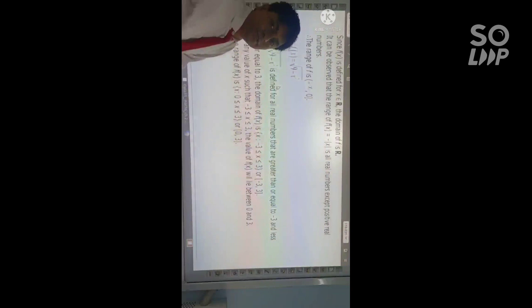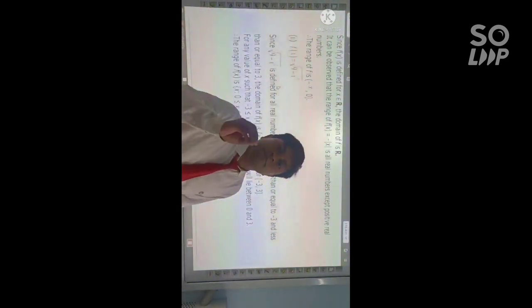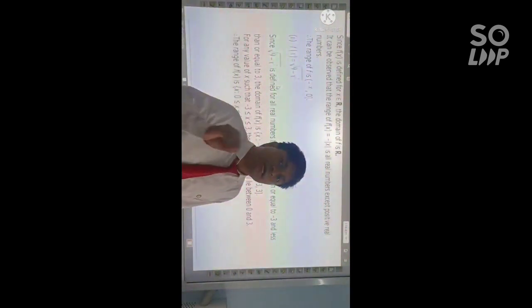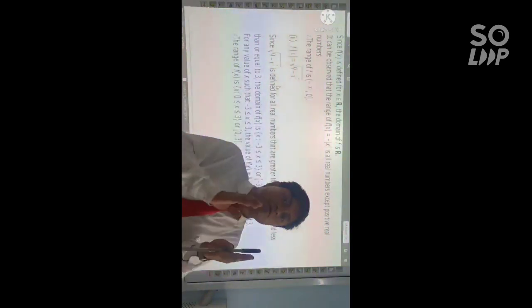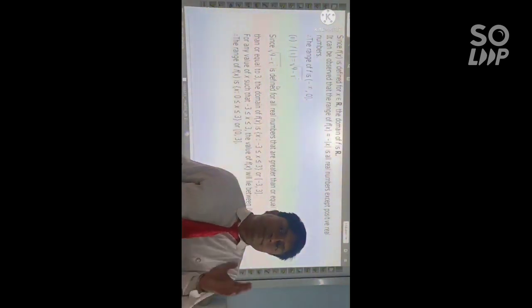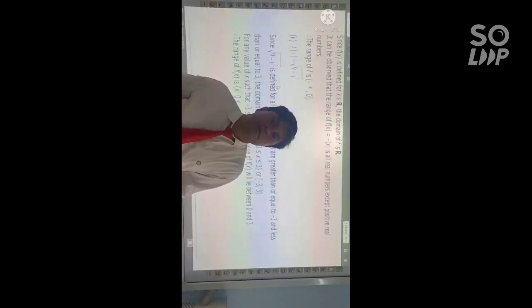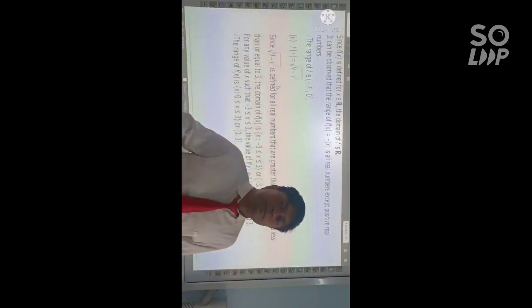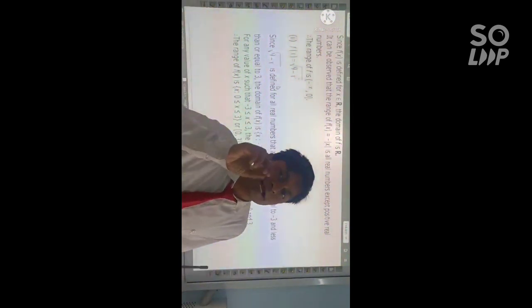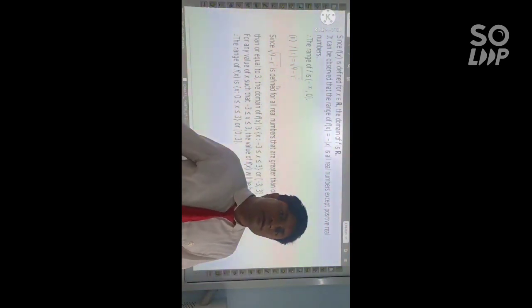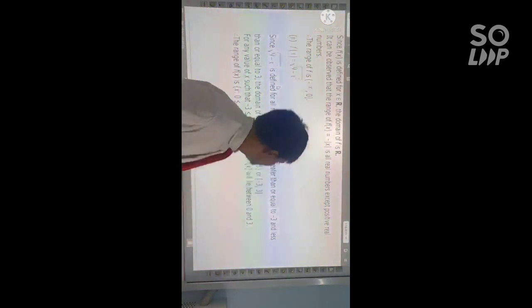Next is f of x equal to under root 9 minus x square. In a function, we always want a real value, not an imaginary value. What is the meaning of imaginary value? In chapter number 5, complex numbers, we find that if the number in the square root is negative, then it's called an imaginary number.